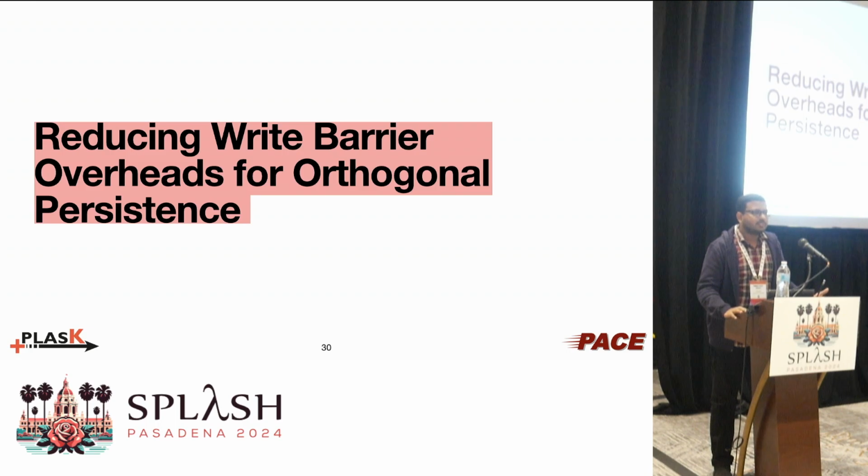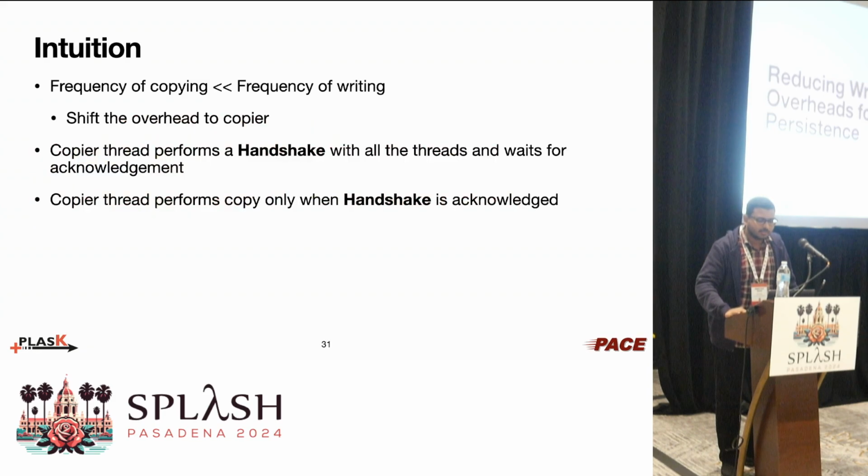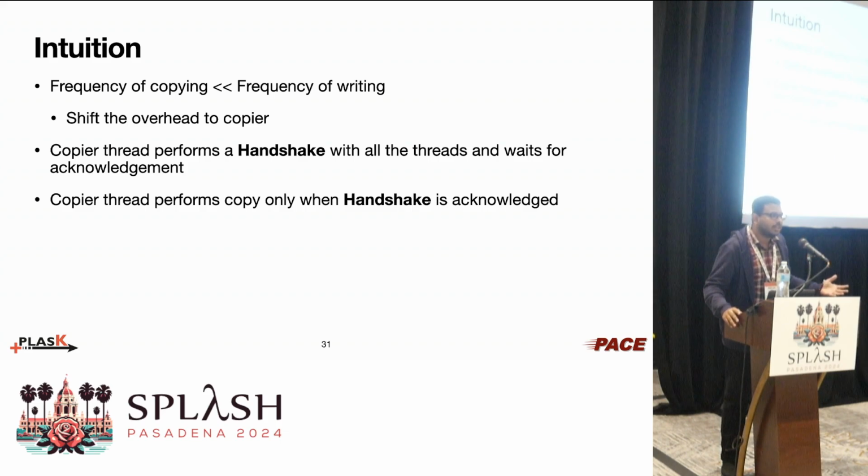And that brings us to the actual topic of today's talk, that is reducing write barrier overheads for orthogonal persistence. So the main intuition behind our idea is that the frequency of copying is much lesser than the frequency of writing, because we'll be only storing a fraction of objects on the non-volatile memory. And hence, if we can shift the overhead from the writer to the copier, we can get some improvements in cases where there are no durable roots.